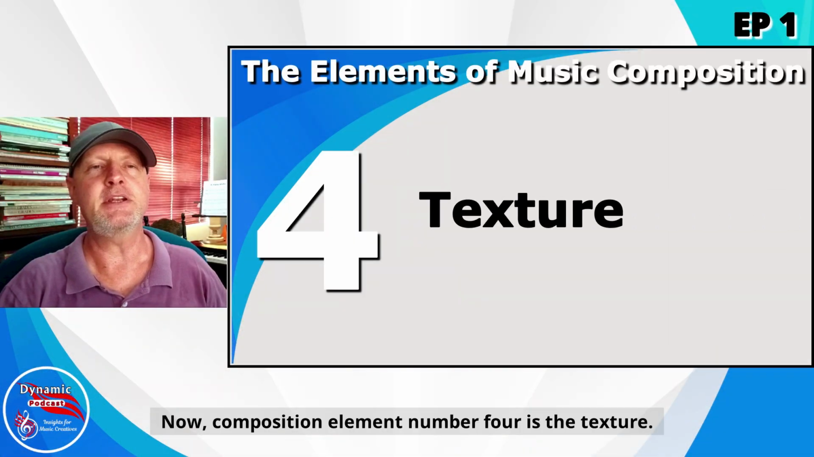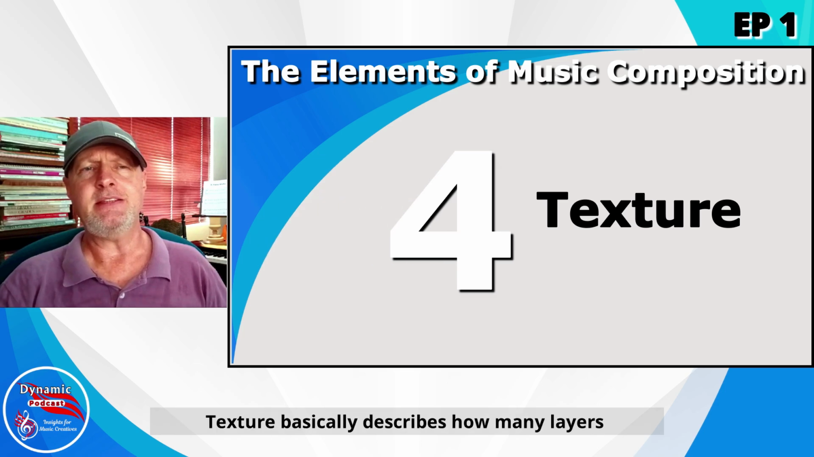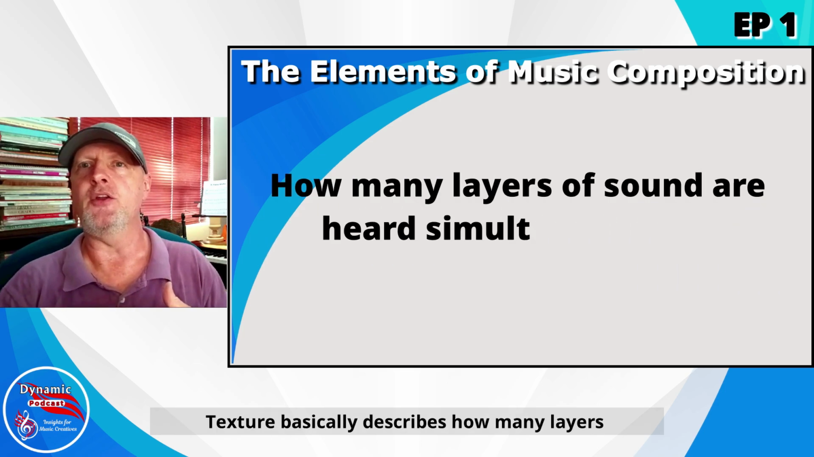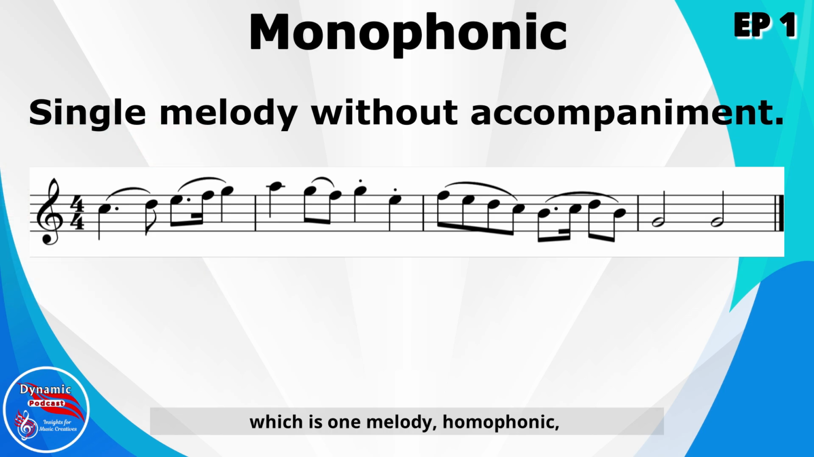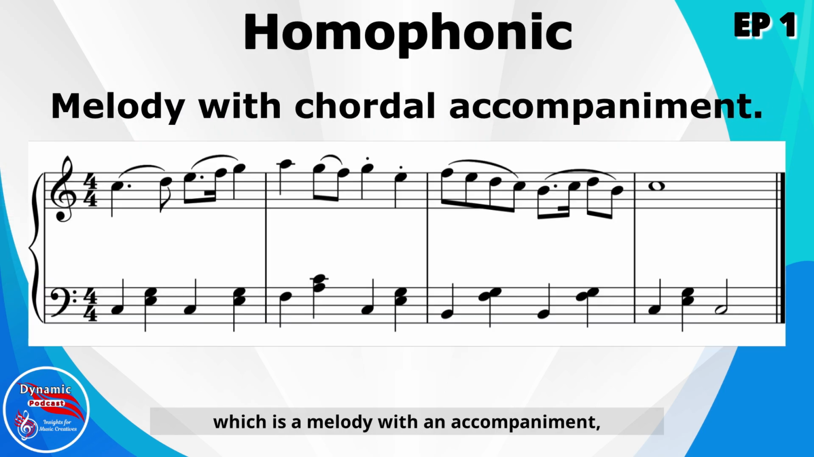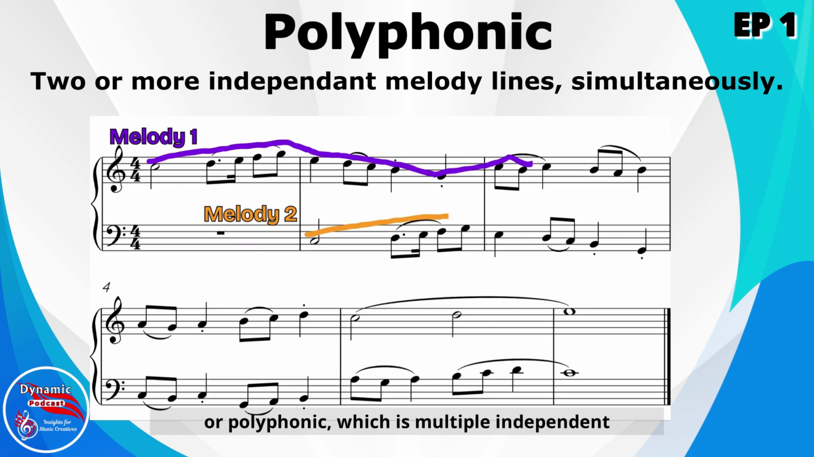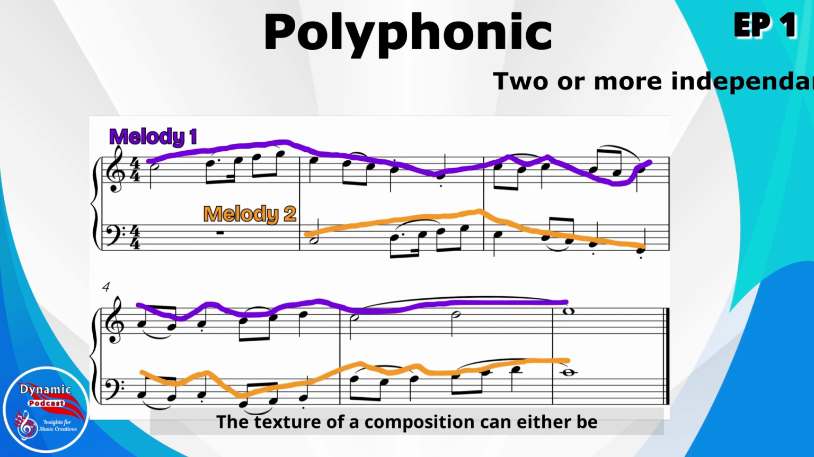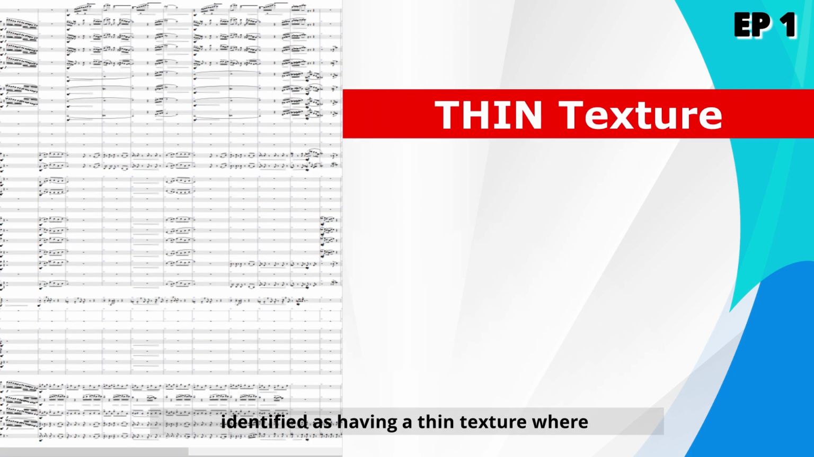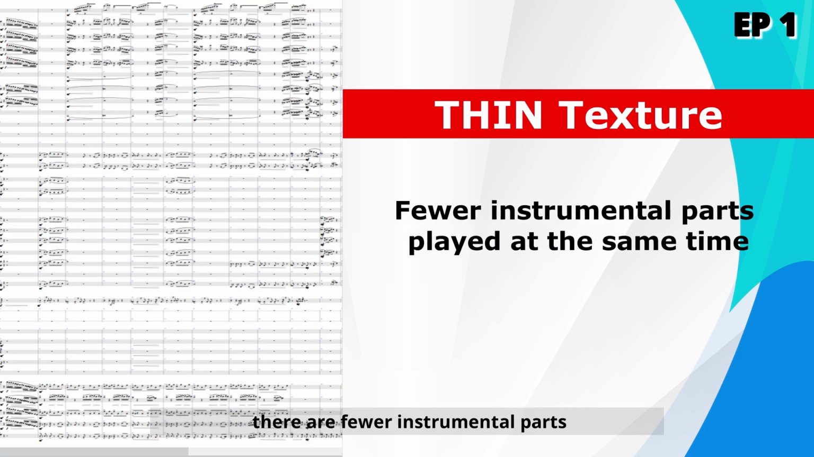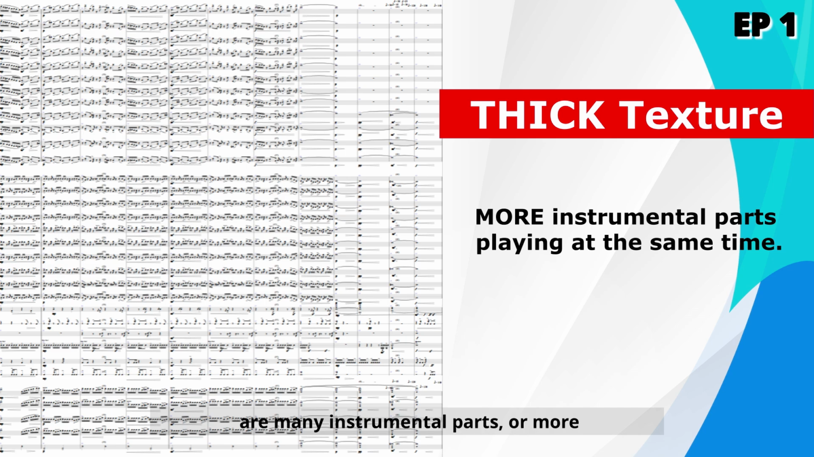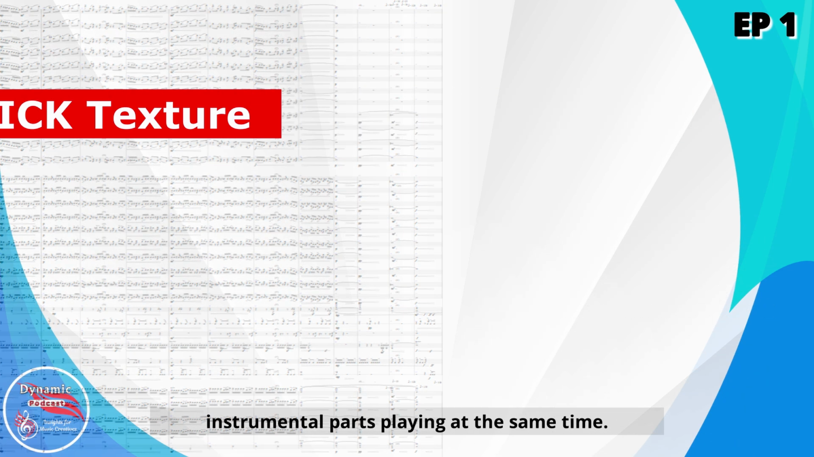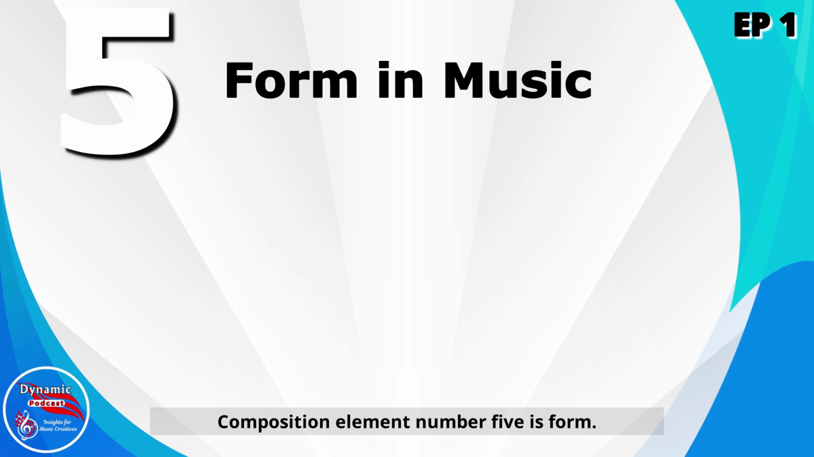Now, composition element number four is the texture. Texture basically describes how many layers of sound are heard at once and how they interact. A piece of music can be monophonic, which is one melody, homophonic, which is a melody with an accompaniment, or polyphonic, which is multiple independent melody lines at the same time. The texture of a composition can either be identified as having a thin texture, where there are fewer instrumental parts playing at the same time, or a thick texture, where there are many instrumental parts or more instrumental parts playing at the same time. Composition element number five is form.